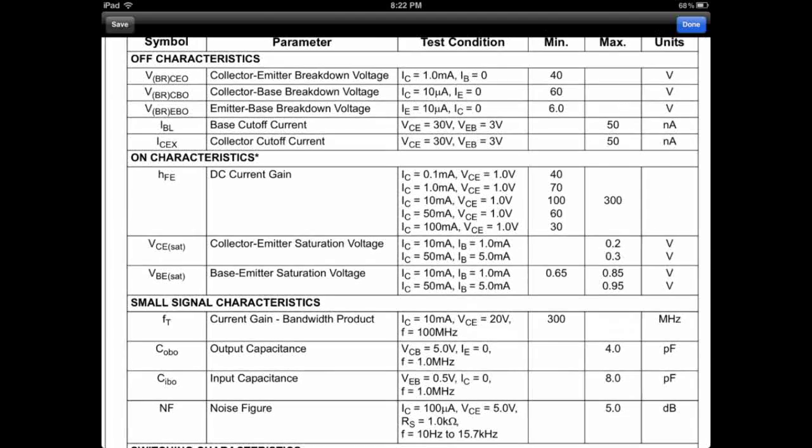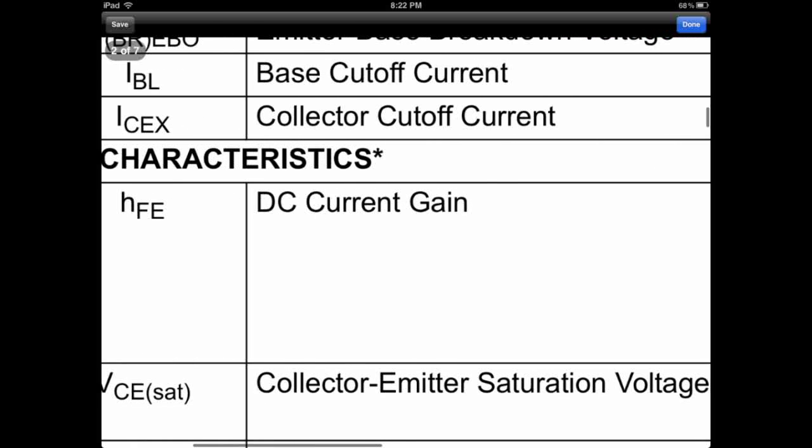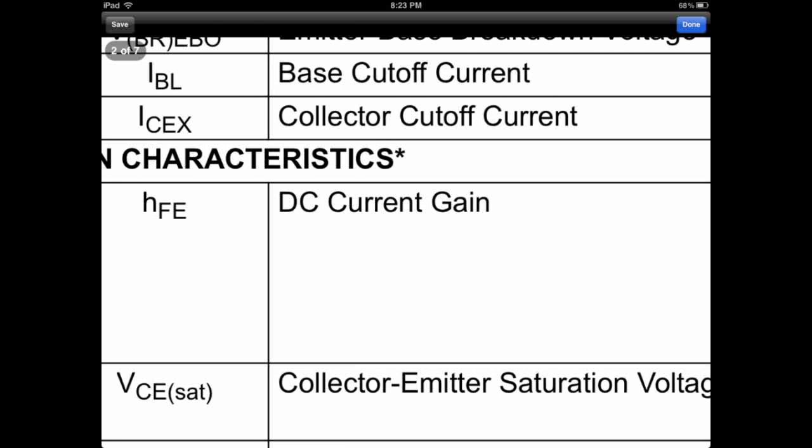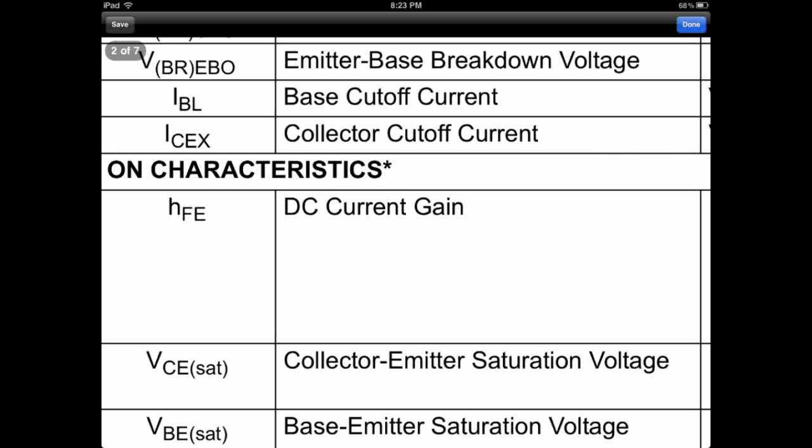But I wanted to direct you to a couple of different spots. Remember how we were talking about the beta in that equation, that your IC equals your beta times IB? What we're looking at is the hFE, which is actually your DC current gain. That is your beta. At different collector currents, you've got some different minimum values, anywhere from 30, 40 to 100.